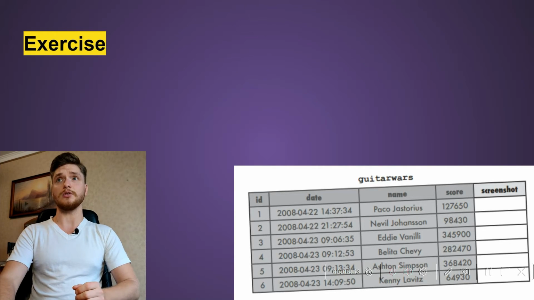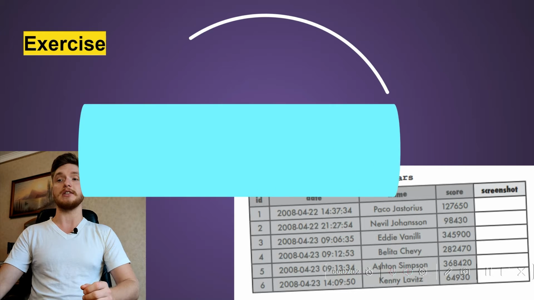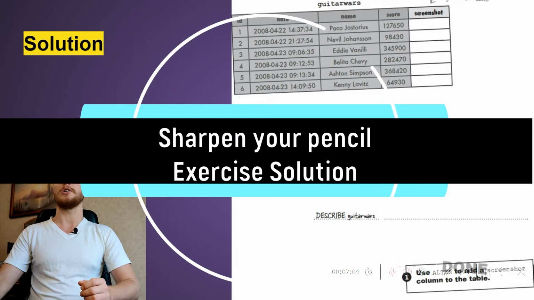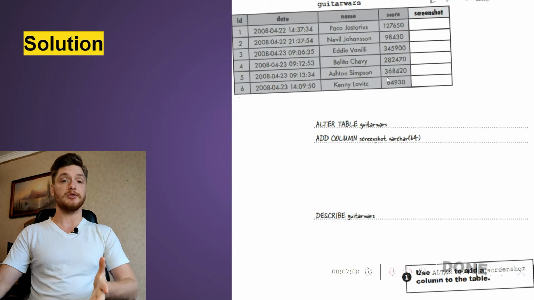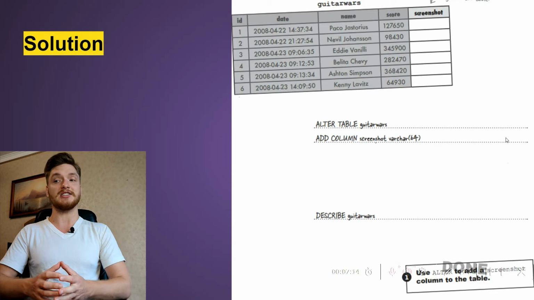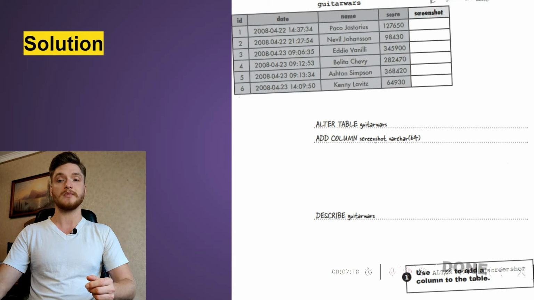And let's look at the solution of this exercise in the next slide if you're ready. If you are not ready, take a pause. Okay, this is our solution. The ALTER TABLE statement adds a new screenshot column to the guitarwars table. Since the column is new, it starts out empty, NULL, for existing rows in the table. The ALTER statement doesn't affect any of the other table data.